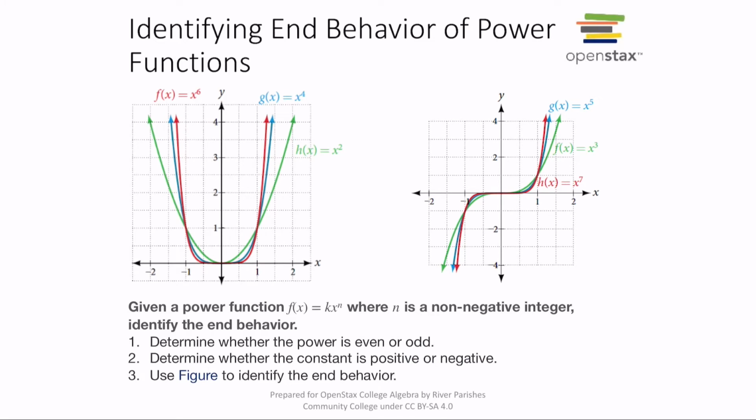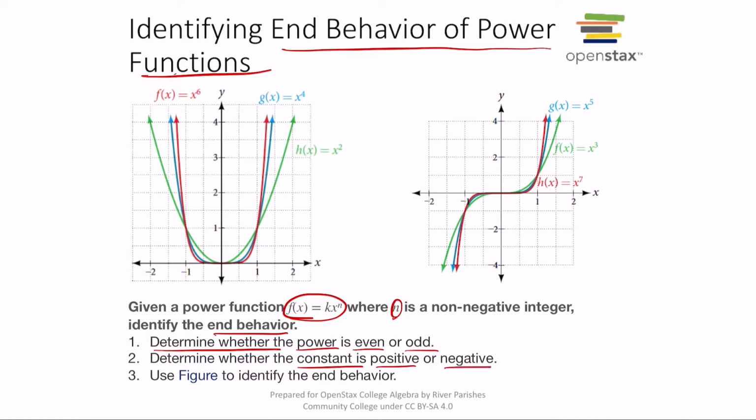Next, let's talk about the end behavior of power functions. There are two main behaviors based on the power of the function. We classify them based on their power, the n value. If f(x) = kx^n, where n is a non-negative integer, we can identify the end behavior based on the n value. First, we have to determine whether the power is even or odd. Second, we have to determine whether the constant is positive or negative. Finally, we use the figure to identify the end behavior.